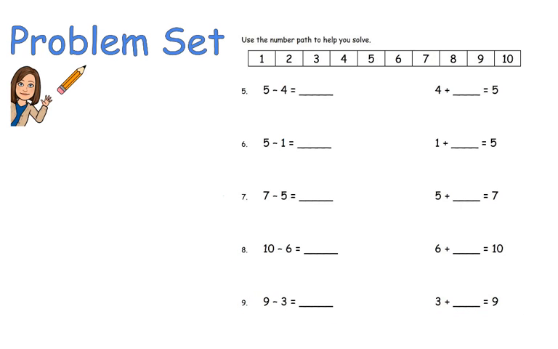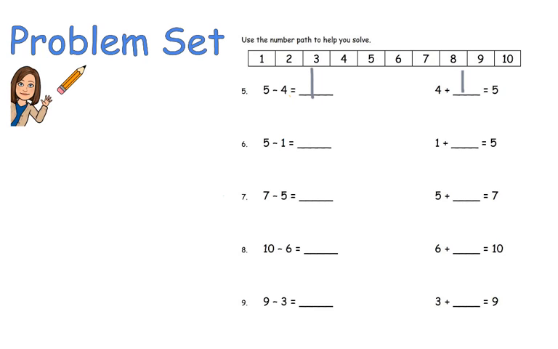Okay, so the first one. 5 take away 4. So we're going to take 4 away. So we're going to start at 5, and we can hop down to 4. How many hops did I do? 1, so 1 is our answer. We can also look at it as addition. 4 plus what equals 5? Well, to get from 4 to 5 is also 1 hop. Do you see how that works?